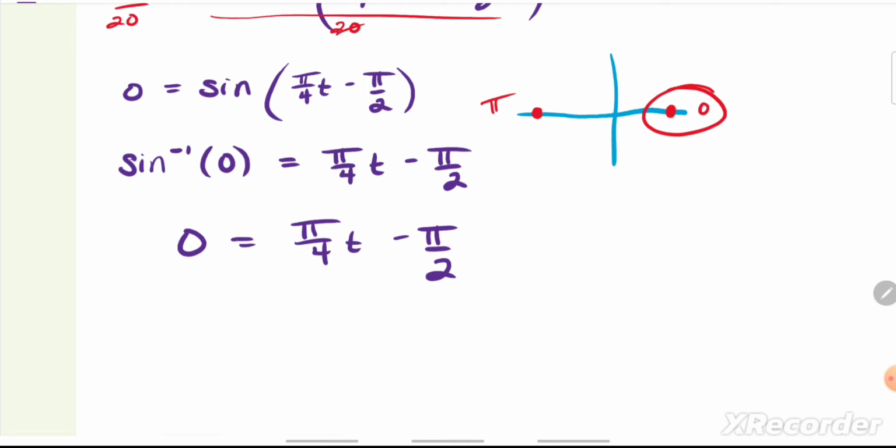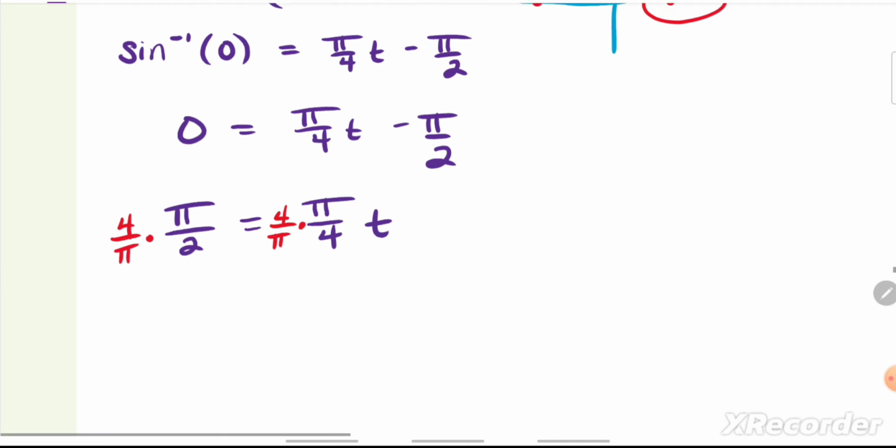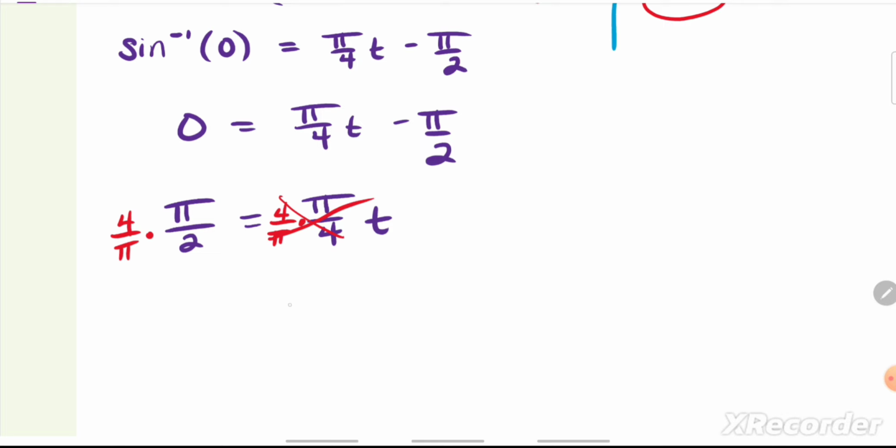We'll add pi over 2 to both sides. And then we'll divide both sides by pi over 4. Another way of thinking of that is multiplying by the reciprocal, 4 over pi. That's how I'd opt to think about it. All right, that's going to disappear and leave us with just t. And here on the left, this will be easy for us to simplify. 4 over 2, we get 2. And our unit is seconds.